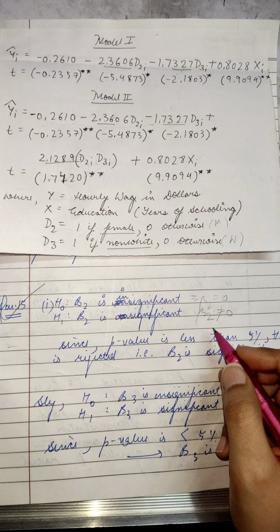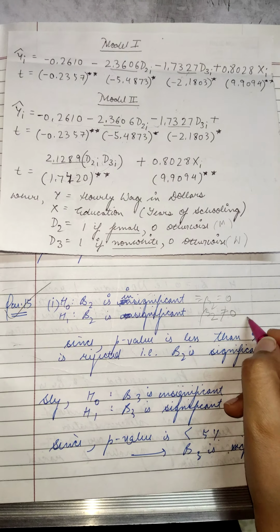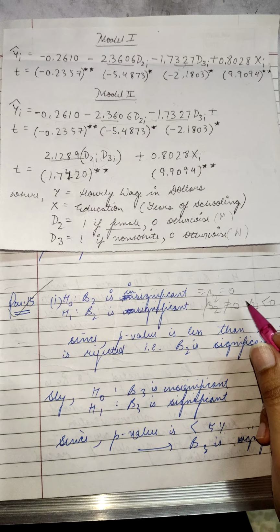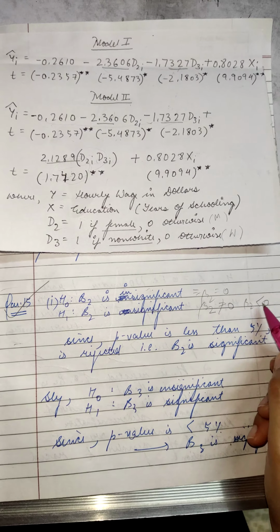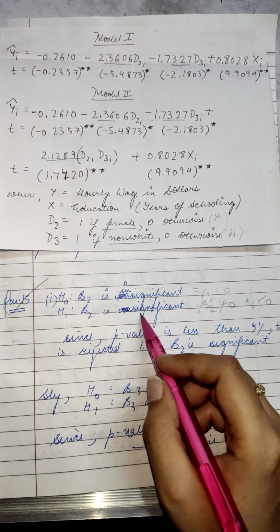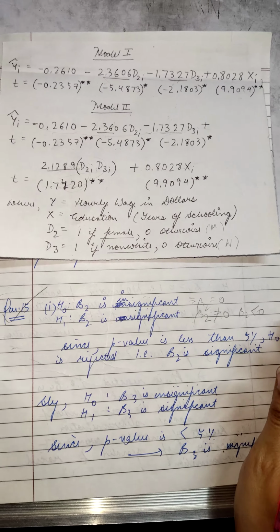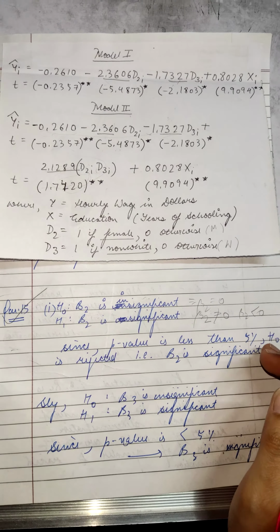Now you may be arguing that why we haven't taken beta 2 less than 0. You can take that, again it's your choice here, since the underlying theory says that beta 2 should be negative, as has come in the model. So you can take that as well, and not equal to 0 as well, it doesn't matter.